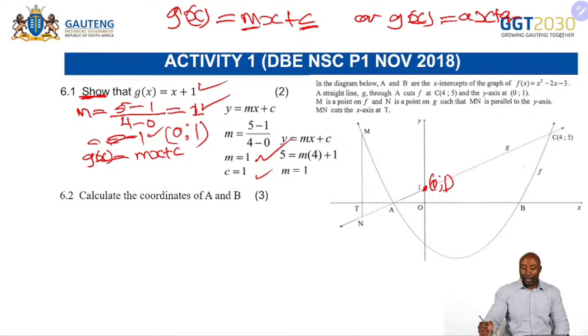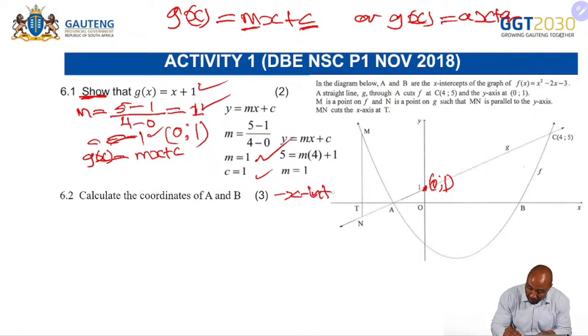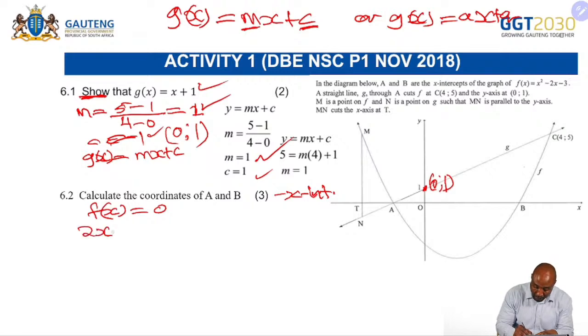If you check, A and B are our x-intercepts. That's how you are looking at it. A and B, those are your x-intercepts. How do you get your x-intercepts? We know that our f of x is equal to 0. So where there's f of x, you substitute, and you will get x squared minus 2x minus 3 is equal to 0. You solve. This can be easily factorized.